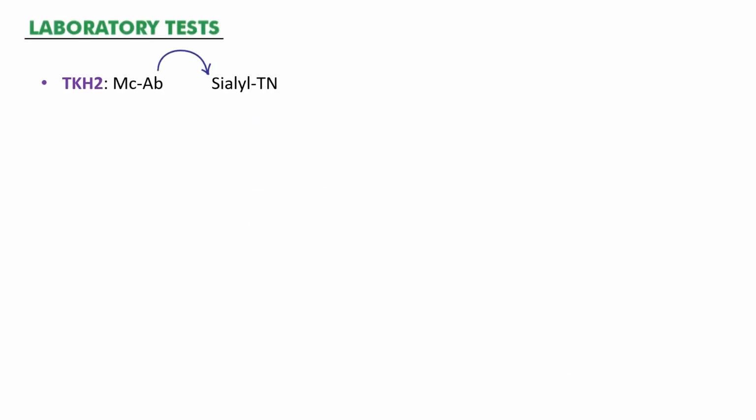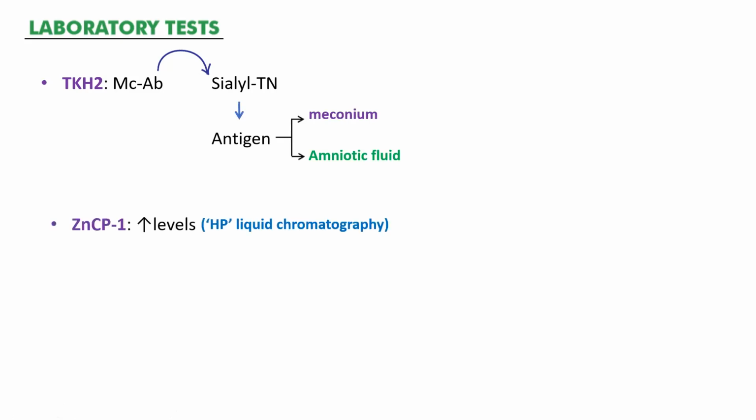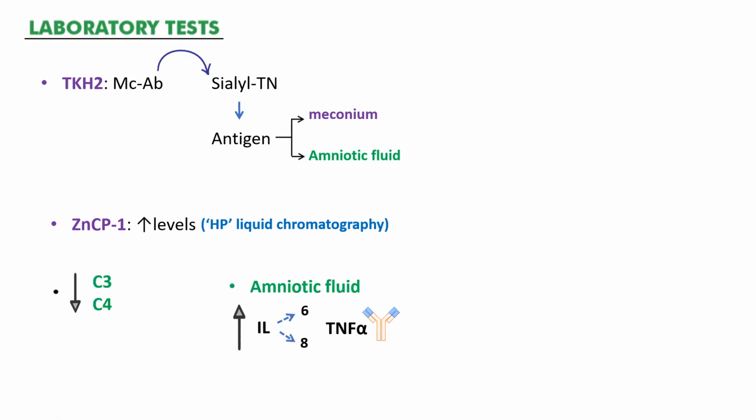So laboratory tests, there are a few laboratory tests. They have looked at monoclonal antibodies against this antigen called Sialyl-Tn antigen, which is very specific to amniotic fluid embolism. And this antigen is present in the meconium and amniotic fluid. They have looked at zinc coproporphyrin level 1, which tends to go up significantly in tests done by liquid chromatography. Complements come down because we saw there is activation of complements. And they have looked at amniotic fluid interleukin 6 and 8, and tumor necrosis factor, which tend to go up. And there is increase in the interferon gamma and fetal beta protein 1.